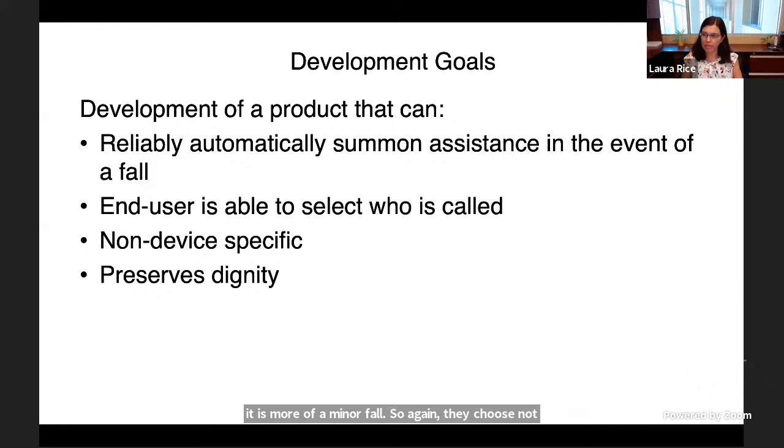All right, so because of all this, we wanted to develop a device that was specific for wheelchair and scooter users. So we wanted to be able to reliably, automatically summon assistance in the event of a fall. We wanted to give people the ability to select who is called. We wanted to make it non-device specific, so it could be used if a person switches chairs during the day, or maybe they get up and walk for a little bit, and also to preserve the dignity of the individual.